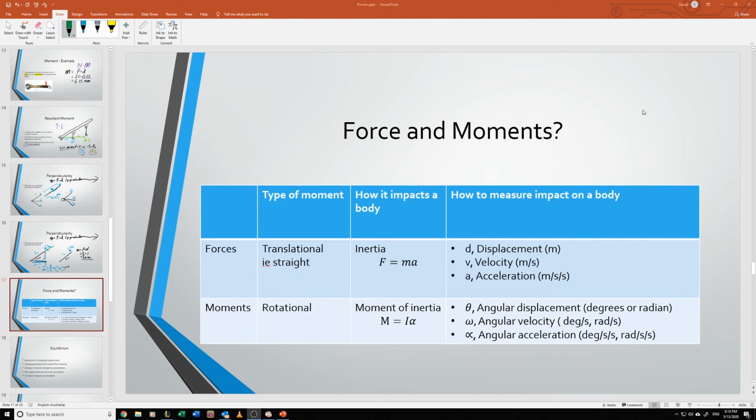Then we have how is this measured? So these are just the units that we typically use. When we deal with how our body moves due to forces, we have displacement, velocity, and acceleration. For rotation, we have angular displacement, angular velocity, and angular acceleration. Now, unlike in our forces where we have meters per second, and meters per second per second, when we come to angular displacement, when it's used in formulas, we usually use radians. So radians per second, per second.